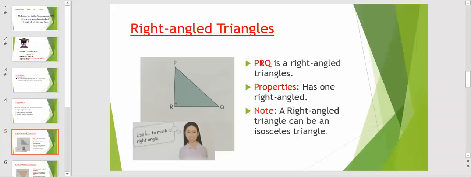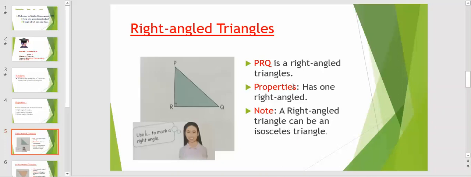Okay, we can classify triangle P or Q is a right angle triangle because we depend on its property. It has one right angle.